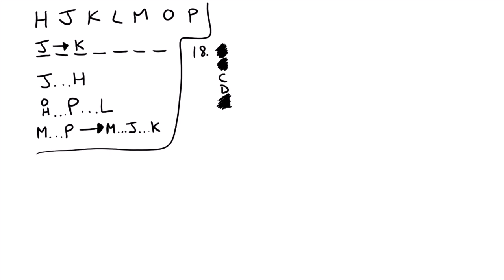C, J is not first, so C doesn't break that rule because it doesn't even trigger it, so that's good. D, same thing, J is not first, so it doesn't trigger that rule, which means it doesn't break it.